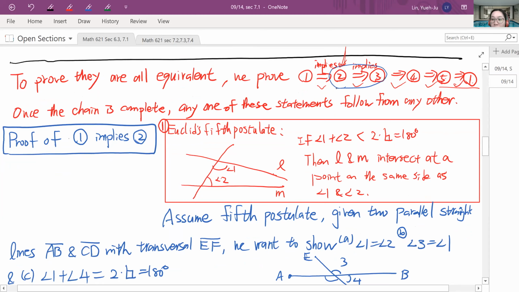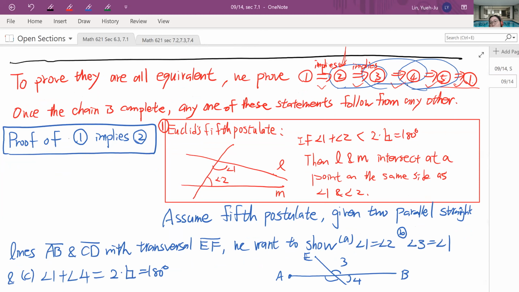Let me circle out. 2 implies 3, 3 implies 4, and 4 implies 5 should be the easiest ones. There are only like three or four lines. So if you want to start with the easier one, these 3 in the middle will be the easiest. The first and the last one take a little bit more time. The first one is not too bad. The most difficult or longest one is the last one, okay?